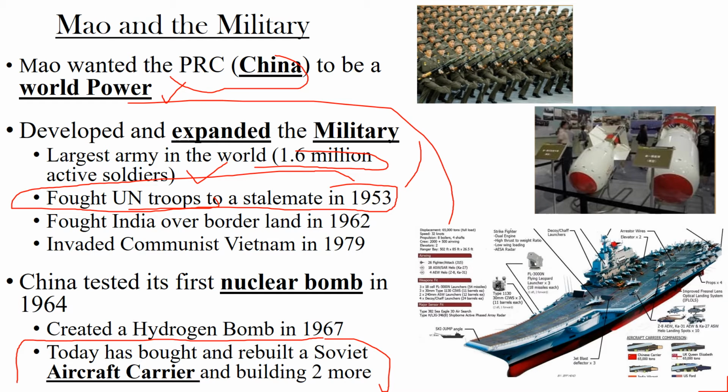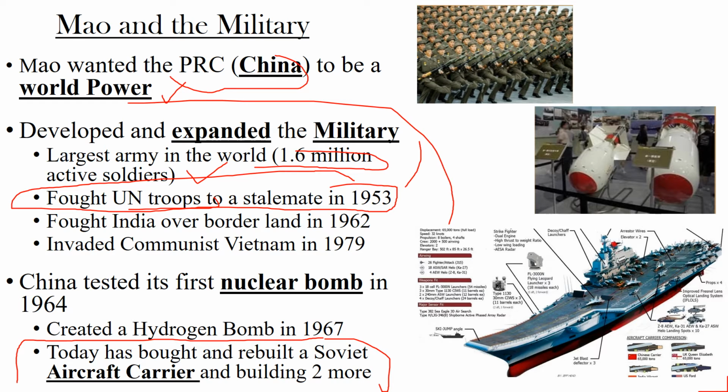Was it at tremendous human cost? Did they lose more men, pound for pound, in fighting UN soldiers? Yes, they did. They're still kind of rocking out some human wave attacks, just hoping to overwhelm the UN with numbers, but it was effective, kind of. They also fought India over borderland in 1962. They still disagree about that today. And they invaded communist Vietnam in 1979 and kind of fought those two powers to a standstill as well.